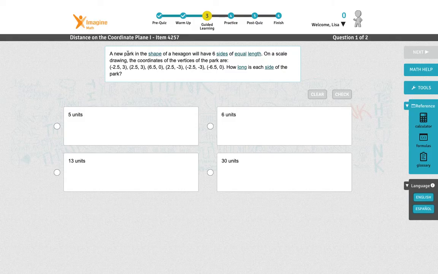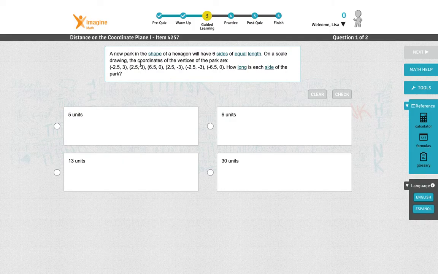So if I'm looking at a new park in the shape of a hexagon, which has 6 sides of equal length. On a scale drawing, the coordinates of the vertices of the park are given. I want you to note that the x value here is negative 2.5, and the x value here is 2.5. But the y value is the same, meaning that it's the same height, okay? So I'm really looking from negative 2.5 to 2.5 and not even having to worry about these 3's, okay?